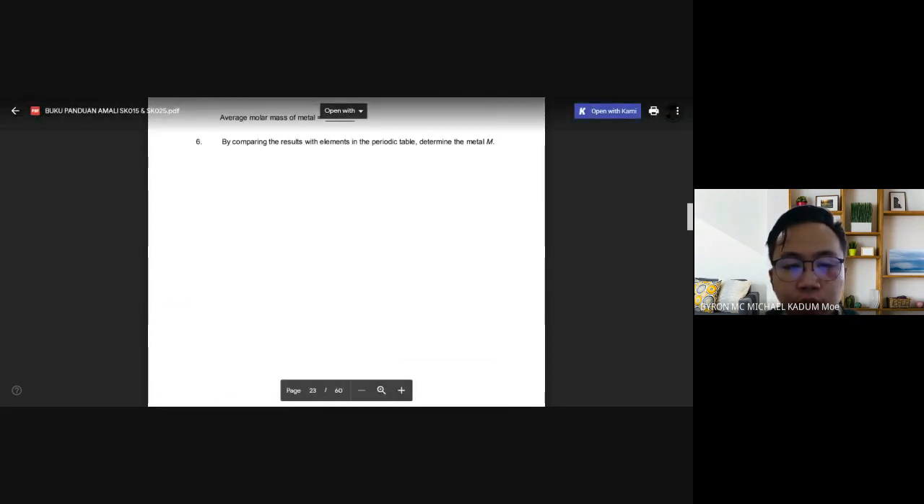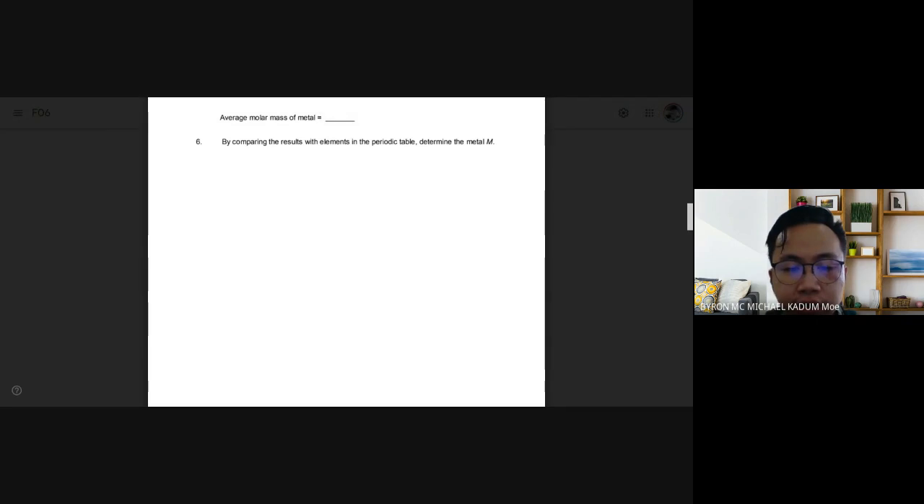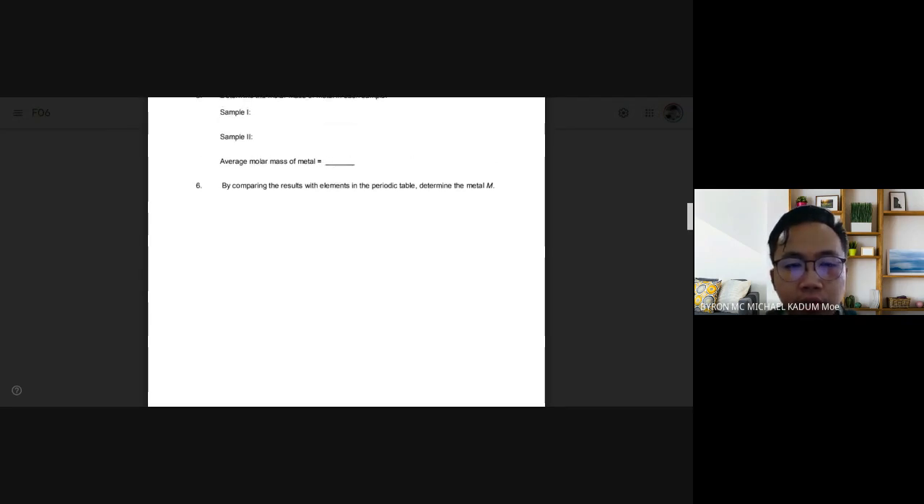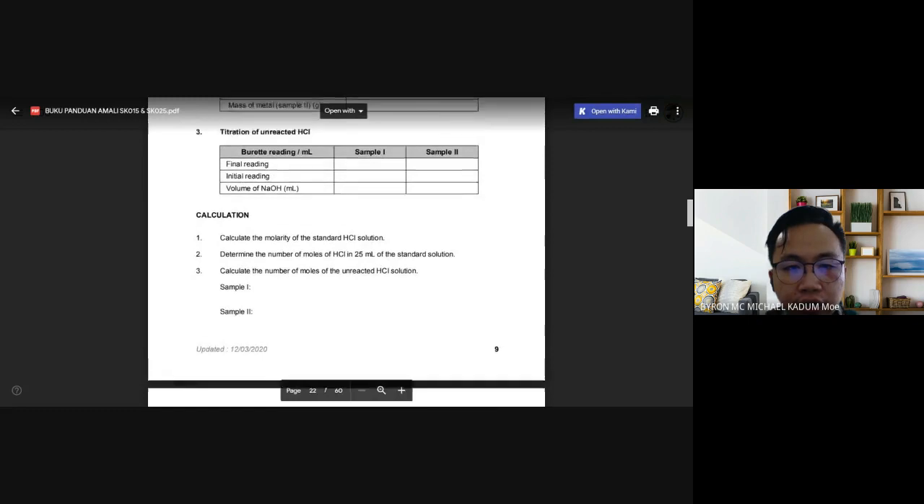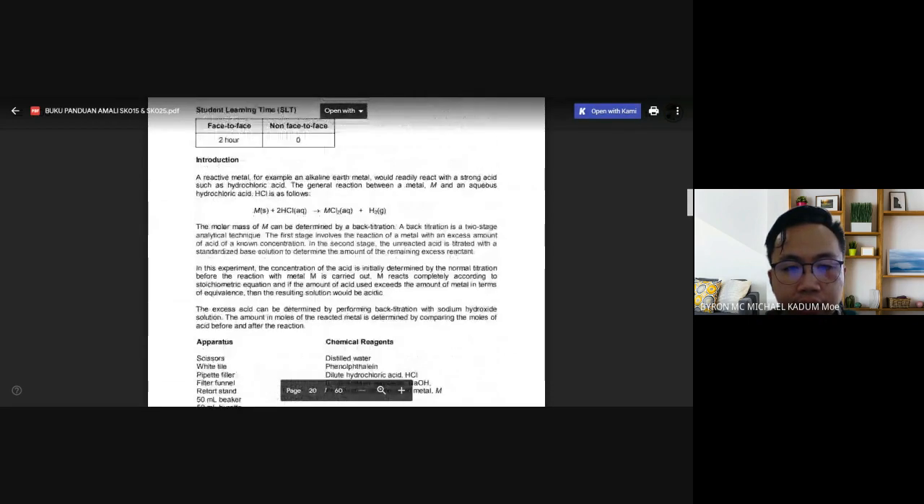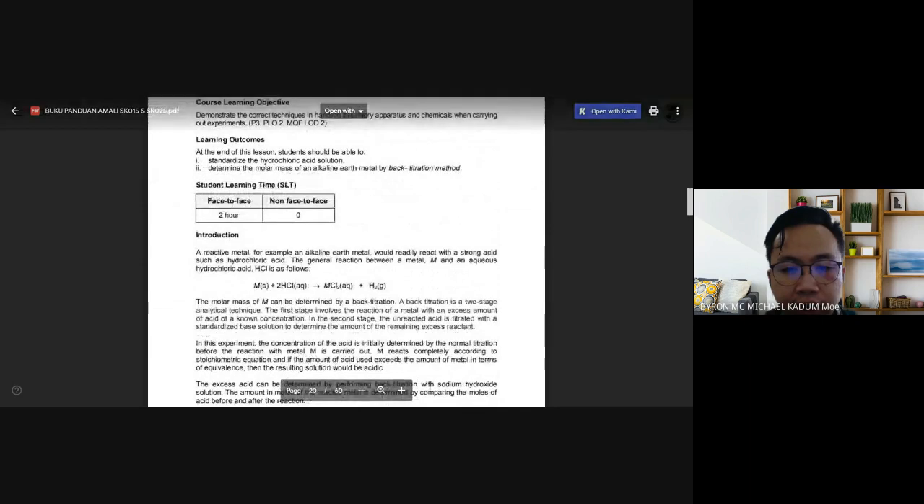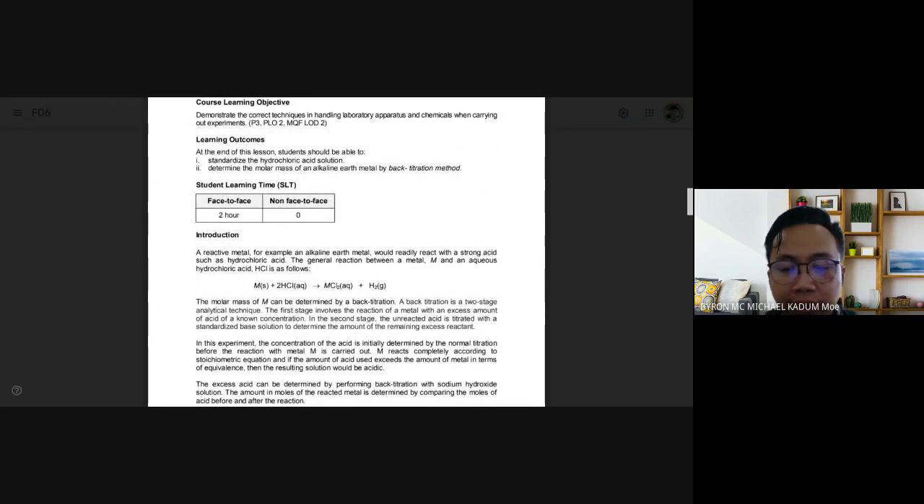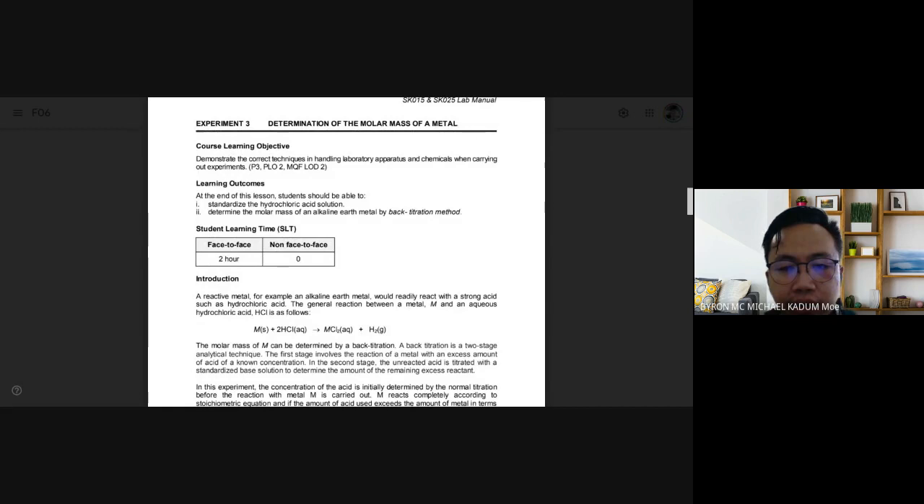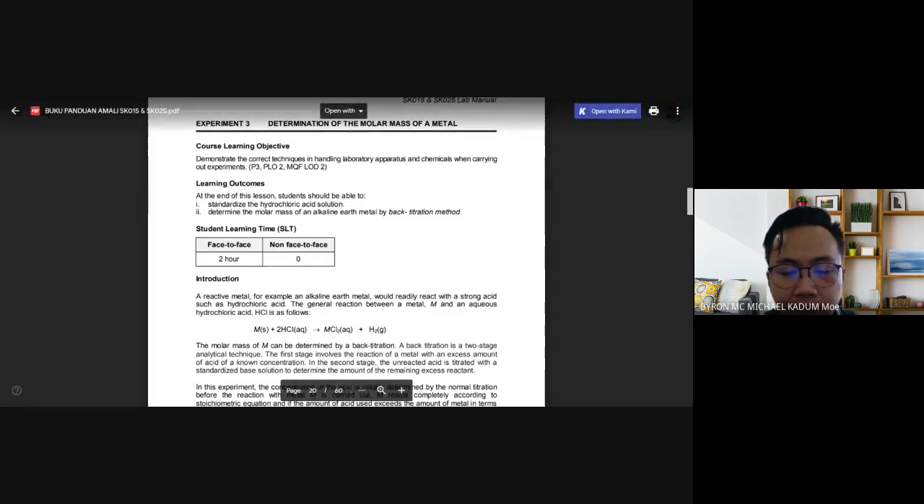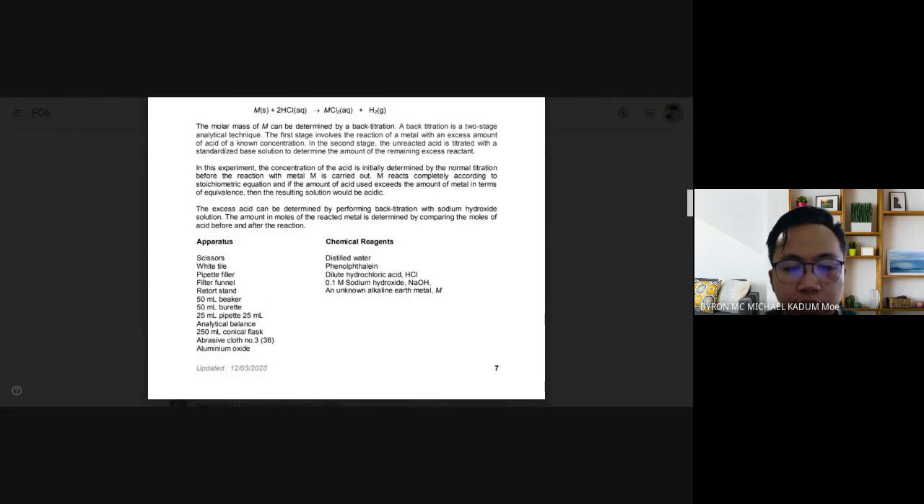So what you need to do for experiment 3, for the discussion, you need to do a mini research on Google. Look for the idea of back titration. Di sini disebut back titration method kan. Cuba buat sedikit research about back titration. And then sedikit research about the experiment lah. Cuba cari anything related to experiment 3. Kamu cari kata kunci di sini, search di Google, dan itulah yang dijadikan sebagai you punya discussion.